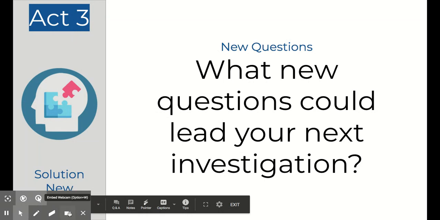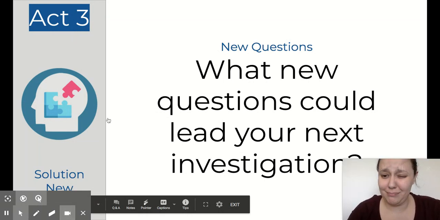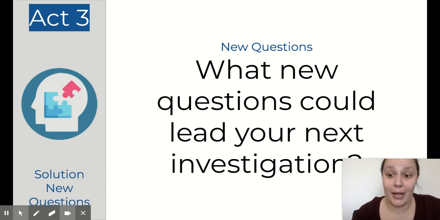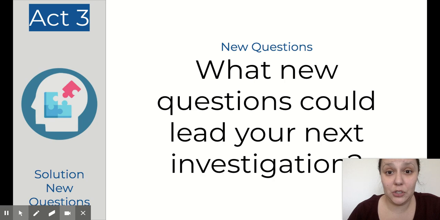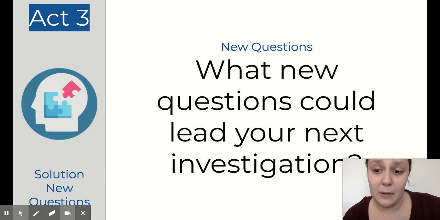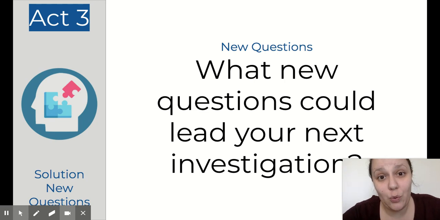The final thing in a 3-act task is to think, now that you know that answer, what new question could lead to your next investigation? Could you make another investigation about different fidget spinners, about different toys, about spinning it in different ways? What could be the next question in this investigation?